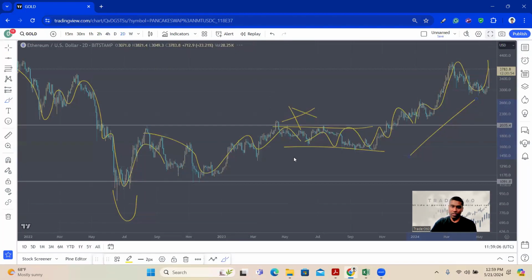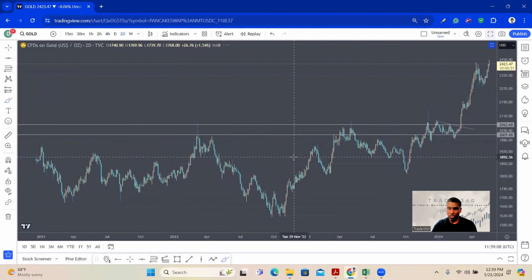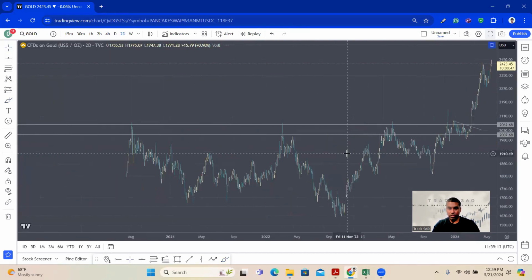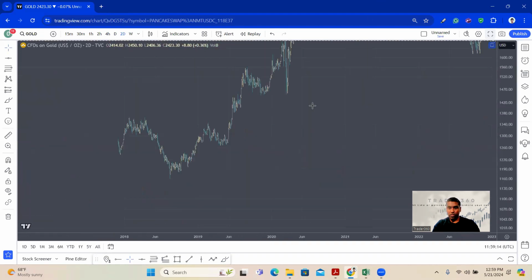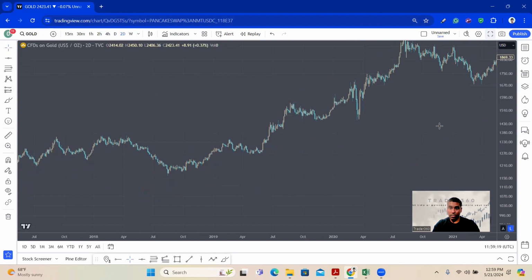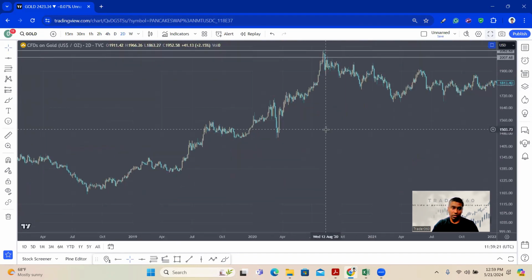Let's see, for example, this is a gold chart. I have some lines drawn here, but it's okay, no problem. So see, the gold chart is more stable. Let's see from the low of August 2018 to the high of August 2020.